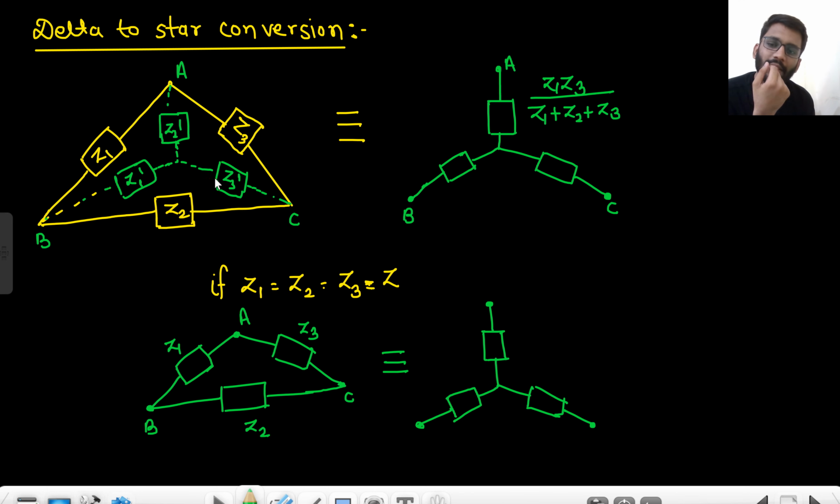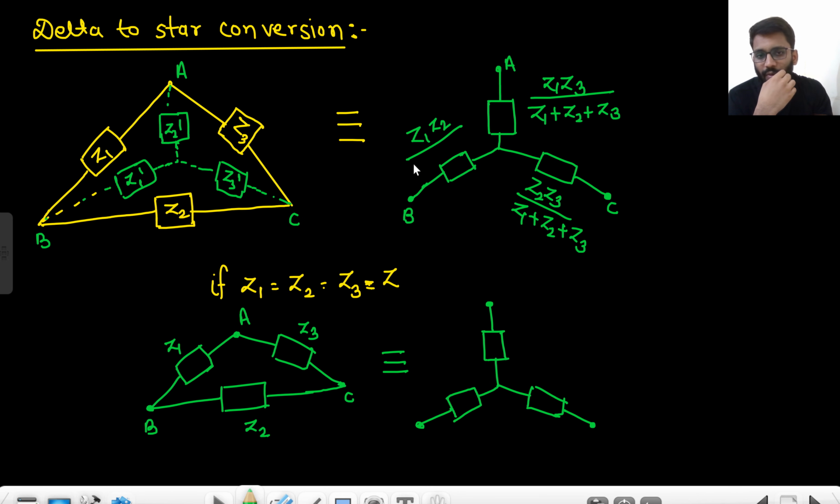What about this one? Around Z3 dash, what are the two impedances? Z2 and Z3. Multiplication of these two divided by all, Z1 plus Z2 plus Z3. What about this one? What are the impedances around Z1 dash? These two, Z1, Z2, right? Multiplication of these two, Z1 Z2 upon Z1 plus Z2 plus Z3. Did you get it? Sure. Well and good.